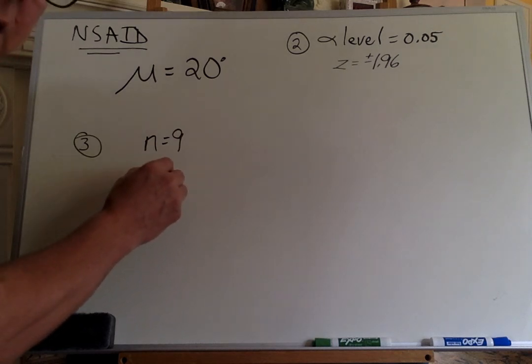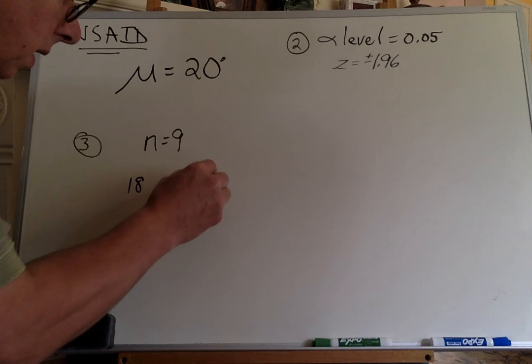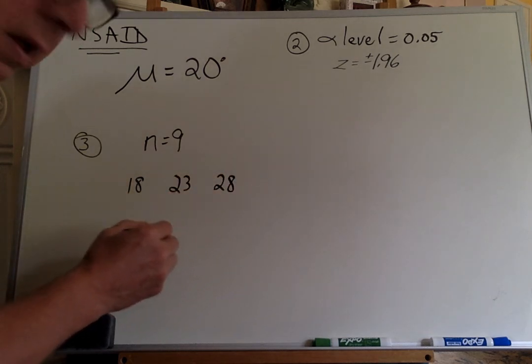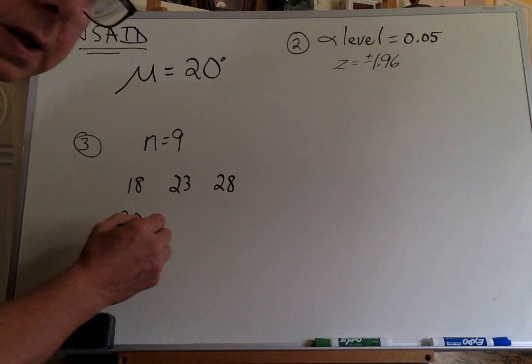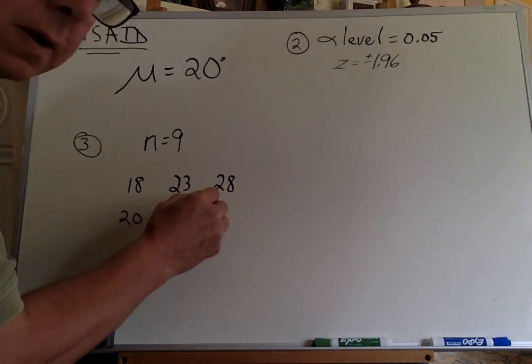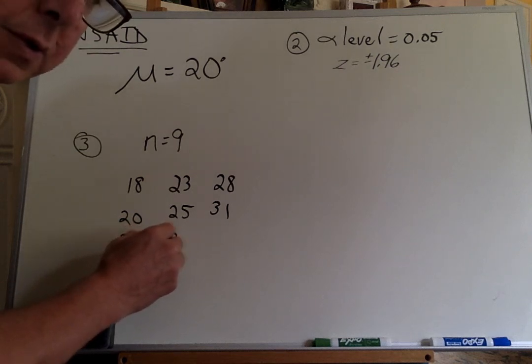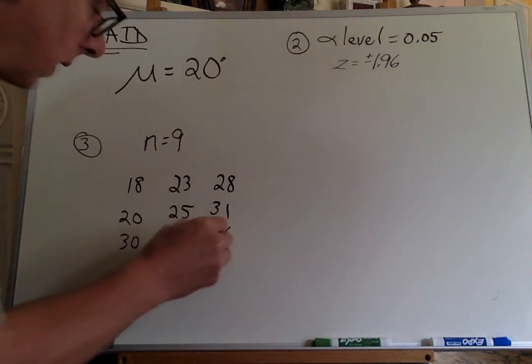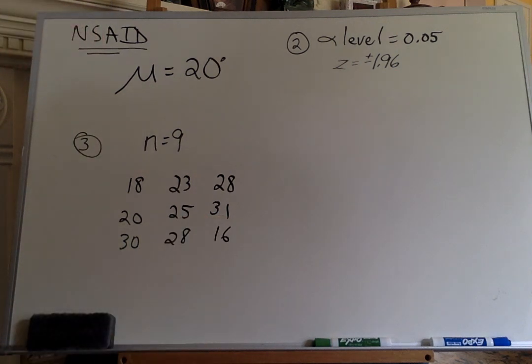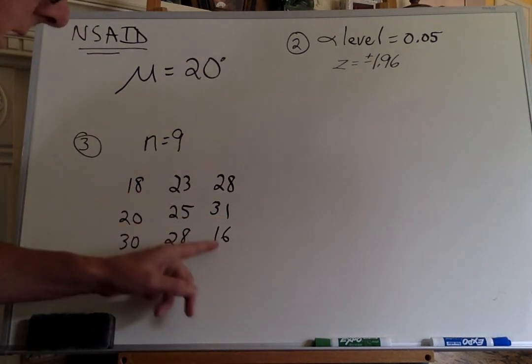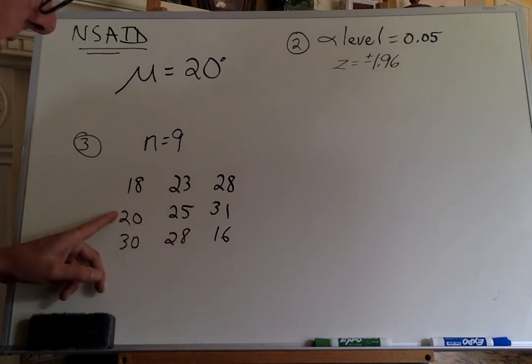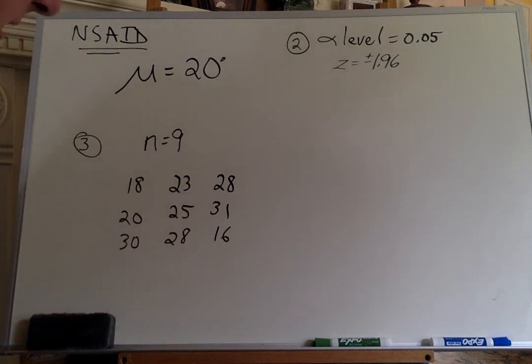18 degrees, 23 degrees, 28 degrees, 20 degrees, 25, 31, 30, 28, and 16. Okay? Notice that there are a couple that actually got less than what's normal. There's one person that got about the same, but there's a bunch that do look like they have more improvement. Let's do our analysis. Okay?